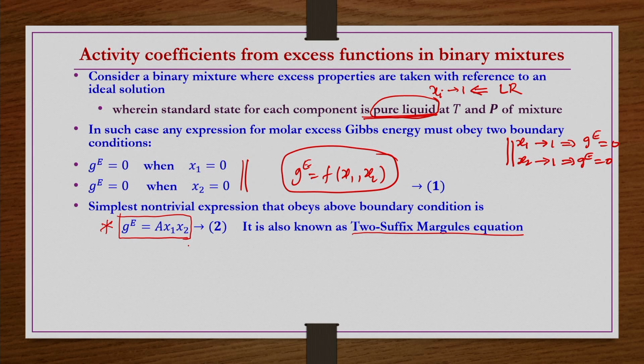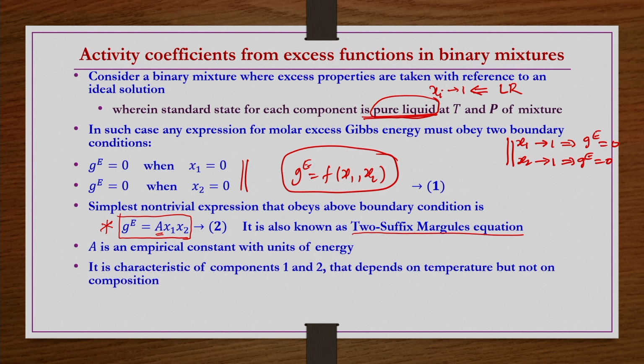So, what are the activity coefficients of those two components 1 and 2 in the liquid mixture at the given temperature or pressure as a function of mole fraction? That is what we are going to see now. As mentioned, A is a constant, temperature dependent, but composition independent. A should have the same unit as GE, so it must have energy units.